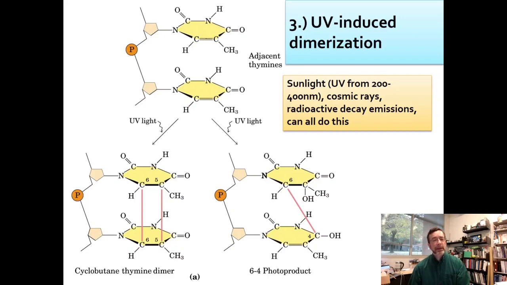And if you just look at this, yeah, these random covalent bonds are bad news, and they can happen wherever you have a TT sequence. And so sunlight can do this, the UV in sunlight, cosmic rays and radioactive decay emissions. Basically, if it can be absorbed and put energy into the thymine dimer, it can rearrange the electrons, and then it's very hard to fix.